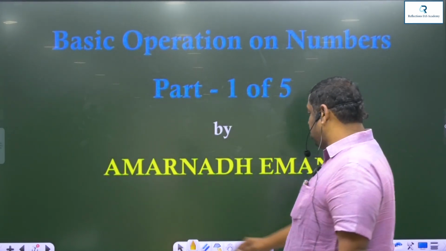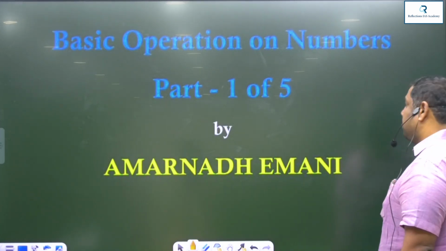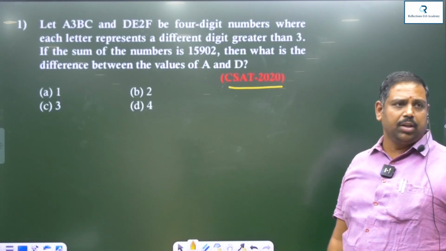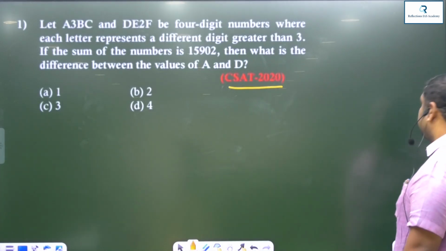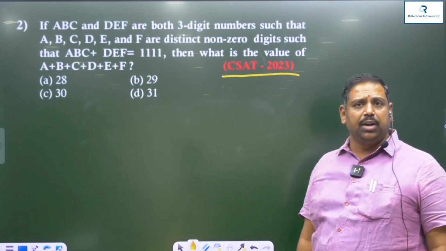Good. Now we got the PDF also here. If I go with the PDF, the advantage is you'll find even the years. This question was in CSAT 2020, the first question. And coming to the second one, it was given in CSAT 2023: ABC plus DEF is equal to 1111.